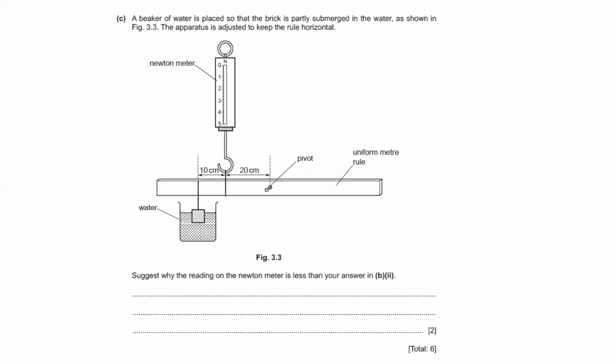Okay, so part C of this question says that a beaker is placed so that the brick is partly submerged in the water, as shown in figure 3.3. The apparatus is adjusted to keep the rule horizontal. Okay, so just why is the reading on the Newton meter less?